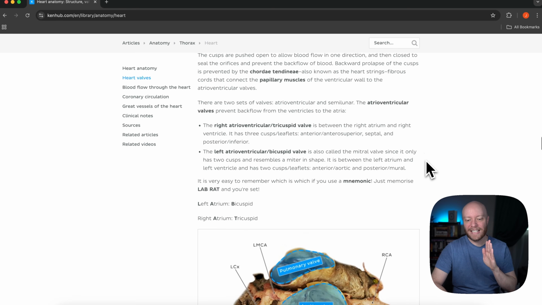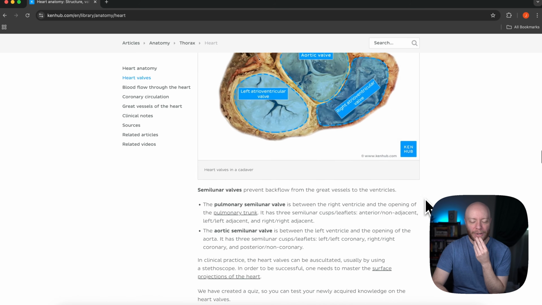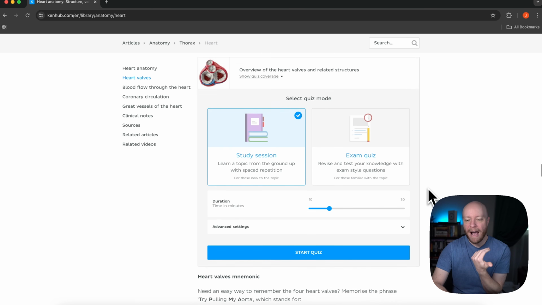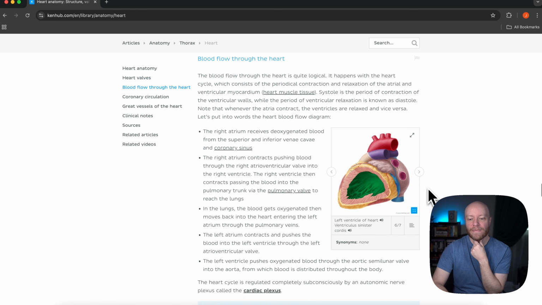And in fact, I can even slide down here and you can see a cadaveric image of this. And so you can see the pulmonary valve, aortic valve, bicuspid, and then the tricuspid right here. Again, they're highlighted, but this is just a phenomenal view to look at for the heart. But we're going to come back and take a quiz in just a second, because I think quizzing yourself after a study session is the best way to make sure that you're retaining the information.